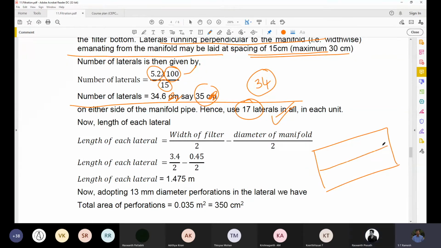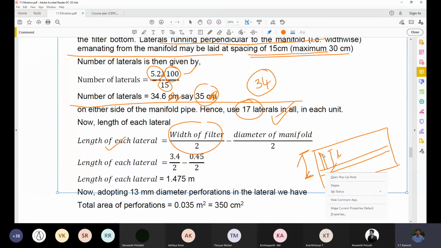I have placed the central manifold pipe like this, and I have kept 7 laterals like this. So now I can find out what is the length of the lateral. Length of each lateral is equal to width by 2 minus the diameter of the manifold by 2. Thereby I can find out the length of each lateral.